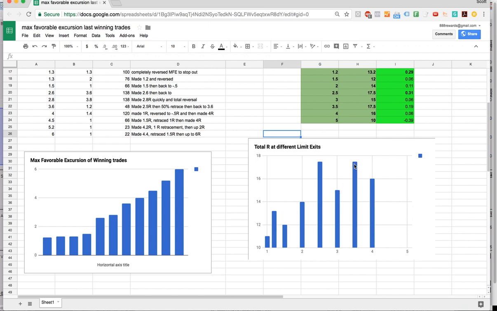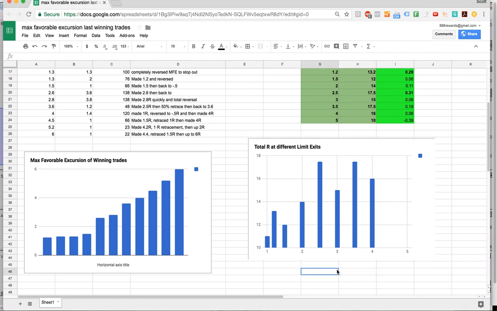3R gives us 15. And 3.5R gives us 17R. And 4R gives us 16R. So obviously what we're looking for is not one number by itself. We're looking for a decent number in a forest of decent numbers. So around here we can see that the forest of decent numbers is going to be, we're going to get the best total R if we're going for a best case winning trade of between 2.5 and 3.5R.